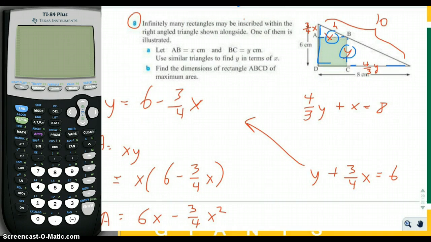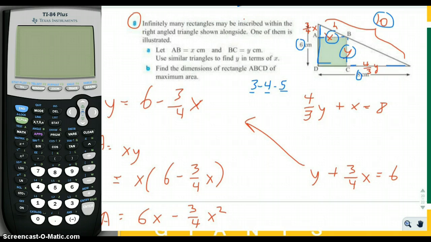In addition, they made it easy for us because, you remember 3, 4, 5 right triangles? In the proportion, the 2 sides are 3 and 4 and the hypotenuse is 5. Well, they gave us one of those, so it's 6, 8, 10. It's a 3, 4, 5 triangle.